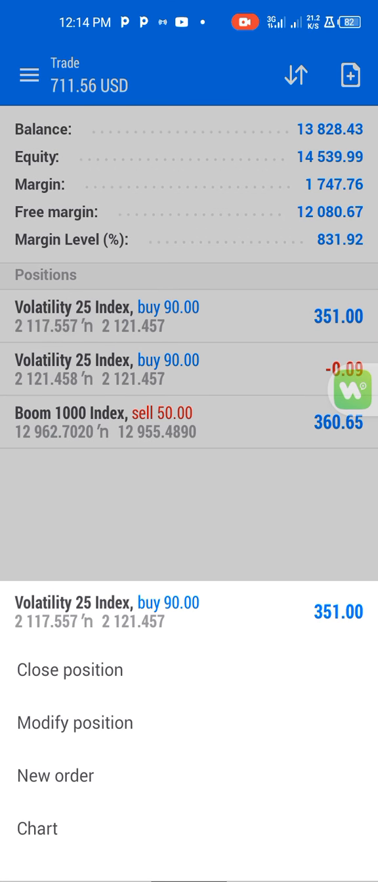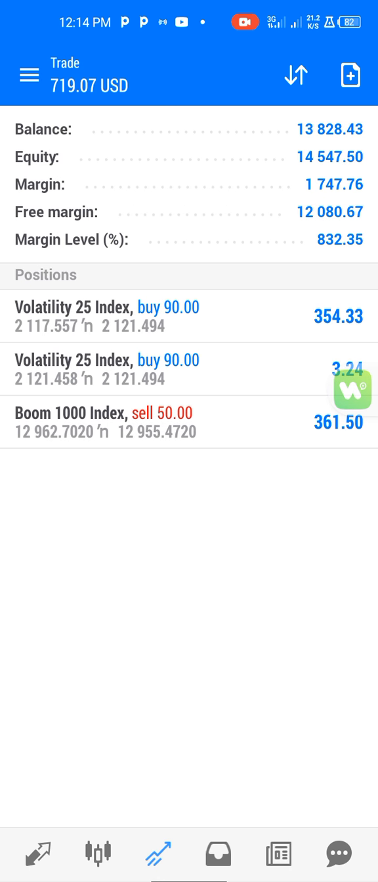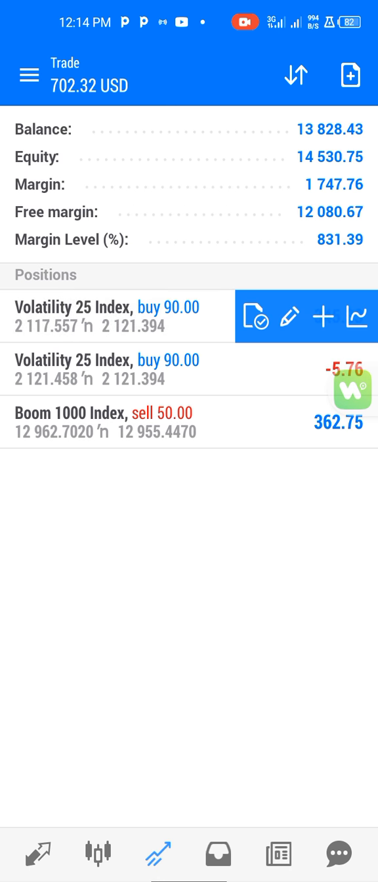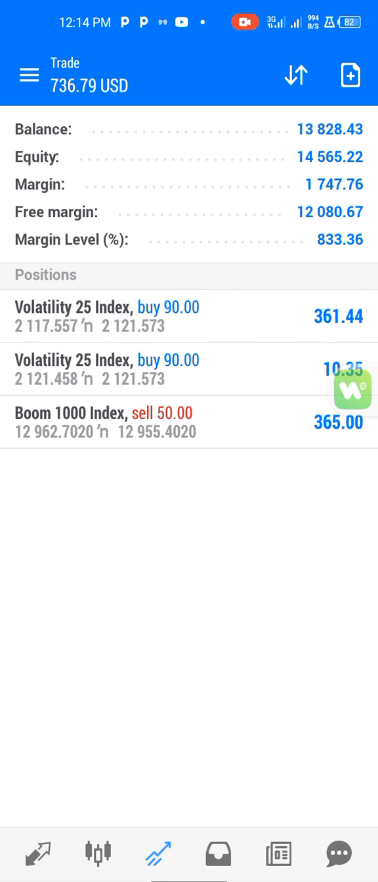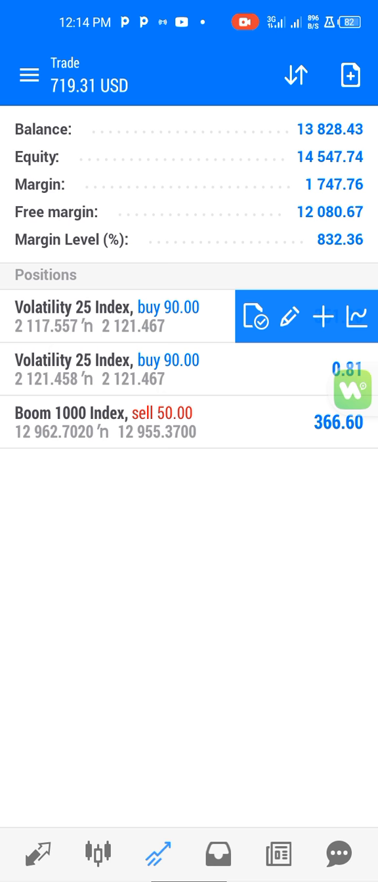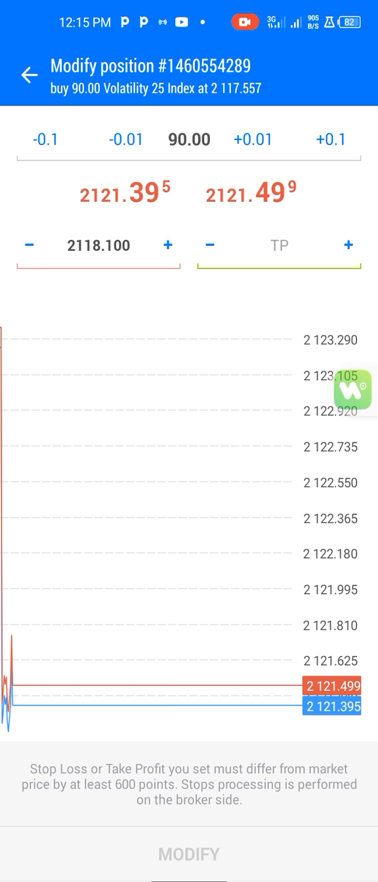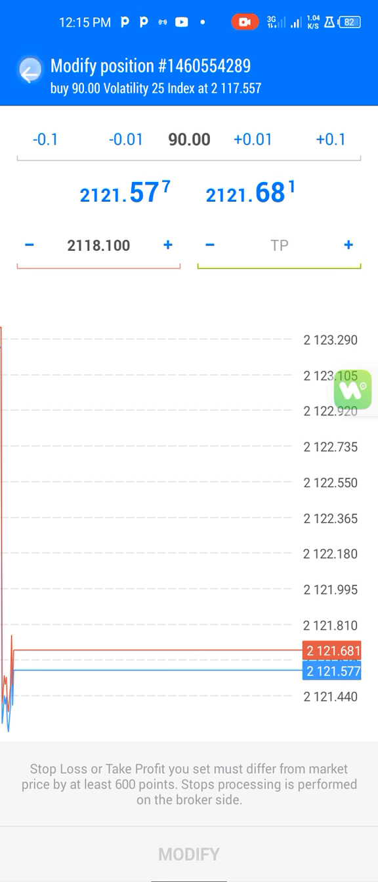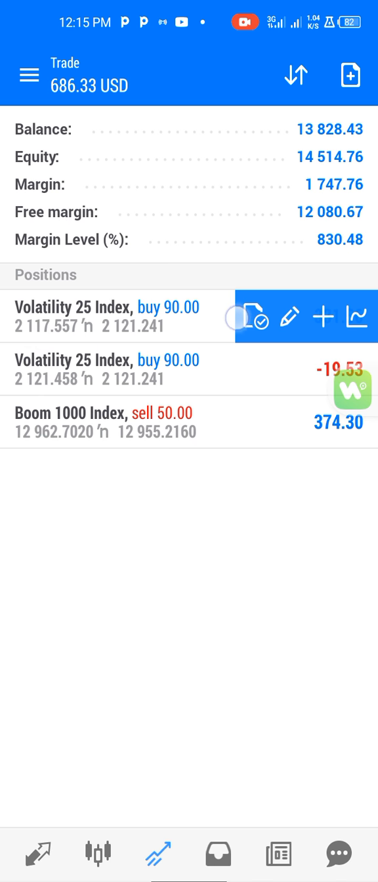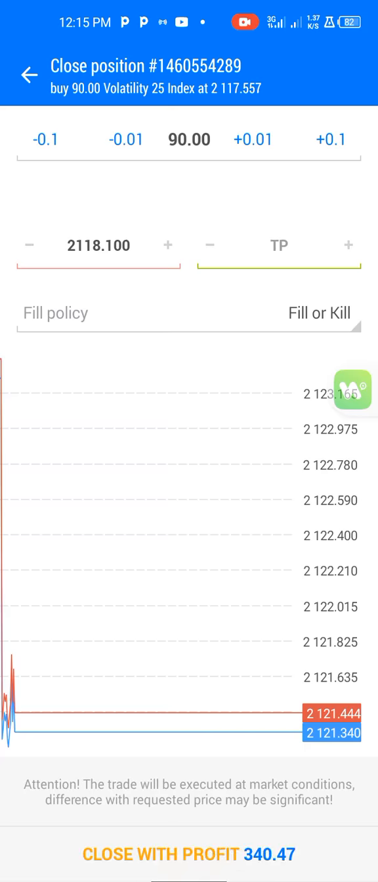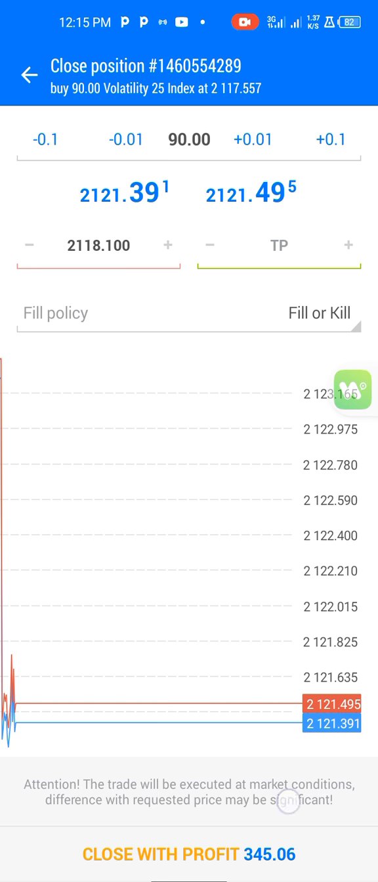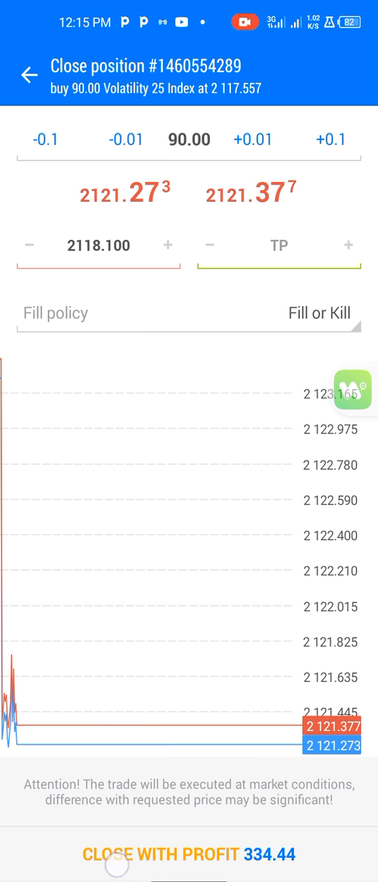I long press the trade and swipe it to the left. Can you see? Swiping to the left, you can see that option coming out. Then with this option, I just click on the first one here. Can you see I have the option of close with profits.